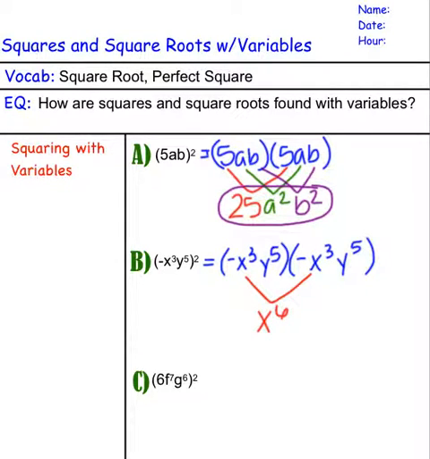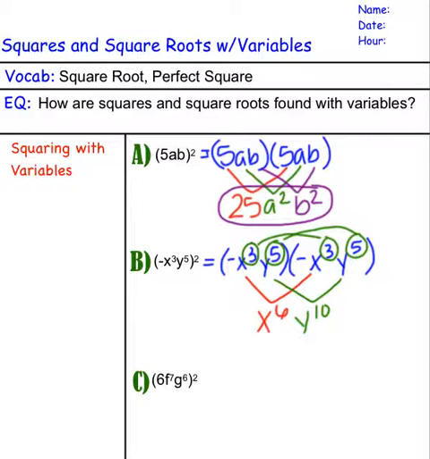And then I can take y to the fifth times y to the fifth, which is y times y times y times y times y times y times y times y times y times y, which is y to the 10th. Notice I take and add my exponents when we multiply with the same base.